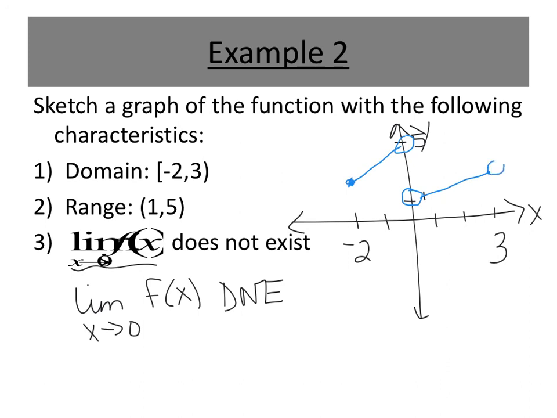I'm going to have an open circle over here at 3 because it's not included, and I have open circles here but a closed circle. So there are lots of different ways we could sketch this. This is just one possibility, something you want to make sure you're thinking about as you're dealing with limits.